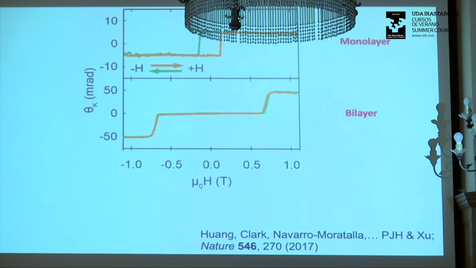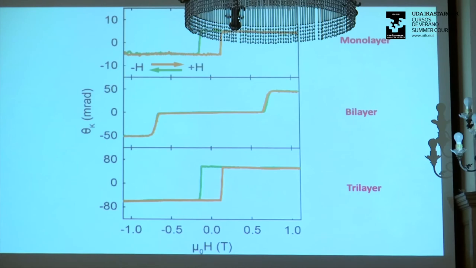Yeah? If you apply enough magnetic field, you flip one of the layers, so you have a metamagnetic transition at a finite magnetic field. Okay, so guess trilayer, what will it be? Well, trilayer happens to be a ferromagnet because now you have an odd layer. Yeah? In reality, it's an antiferromagnet, but because you have three layers, the net result is a ferromagnet. Okay? I'm not showing the data here, but if you extend a little bit the magnetic field, you have another step, which is when you polarize the three layers in the same direction in a metamagnetic transition.